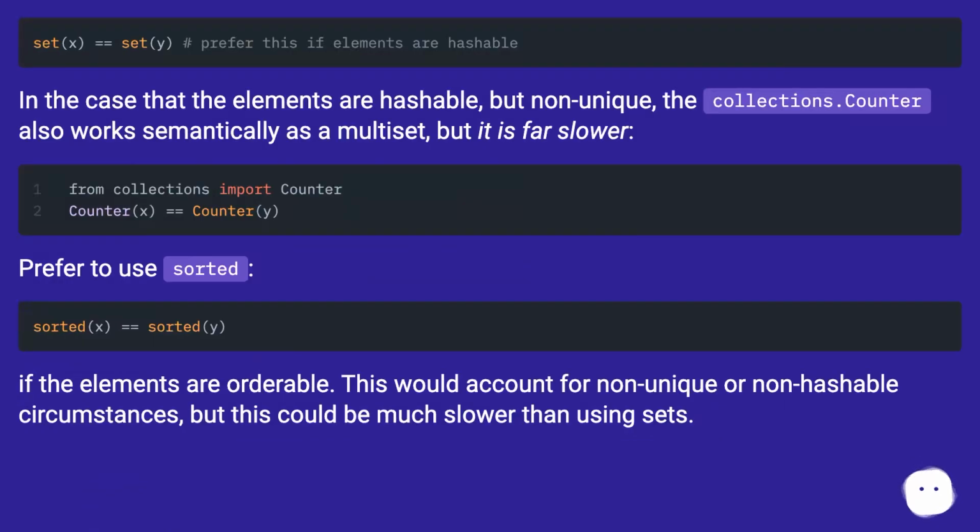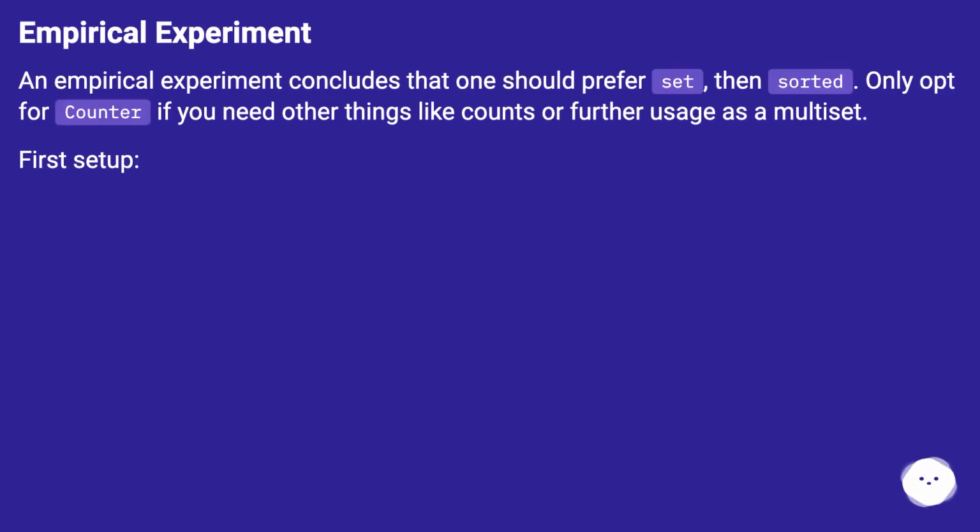In the case that the elements are hashable, but non-unique, the collections.Counter also works semantically as a multiset, but it is far slower. Prefer to use sorted if the elements are orderable. This would account for non-unique or non-hashable circumstances, but this could be much slower than using sets. An empirical experiment concludes that one should prefer set, then sorted. Only opt for Counter if you need other things like counts or further usage as a multiset.